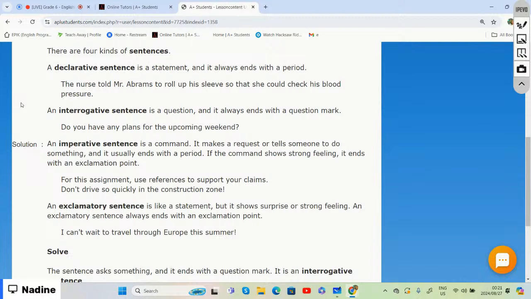But if the command shows strong feelings, then it ends with an exclamation point. And then we have an exclamatory sentence, which is like a statement. And it shows surprise or it shows strong feelings. And an exclamatory sentence always ends with an exclamation point, right?